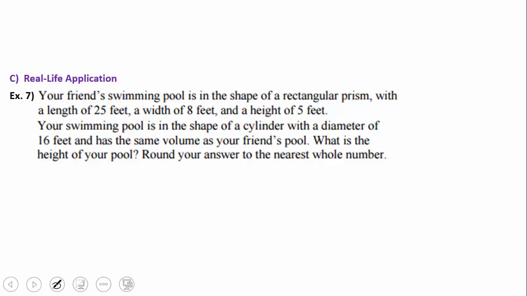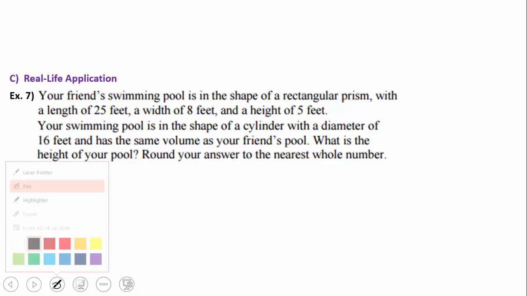It says your friend's swimming pool is the shape of a rectangular prism with a length of 25 feet, a width of 8 feet, and a height of 5 feet. Your swimming pool is the shape of a cylinder with a diameter of 16 feet and has the same volume as your friend's pool. What is the height of your pool? Round your answer to the nearest whole number.